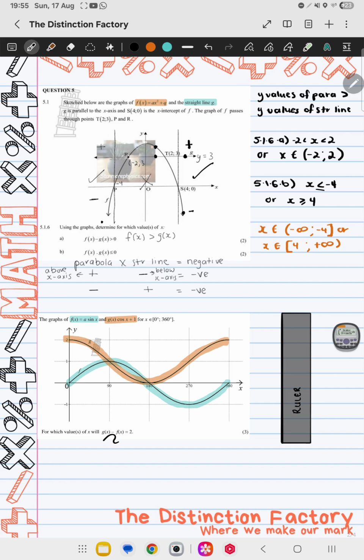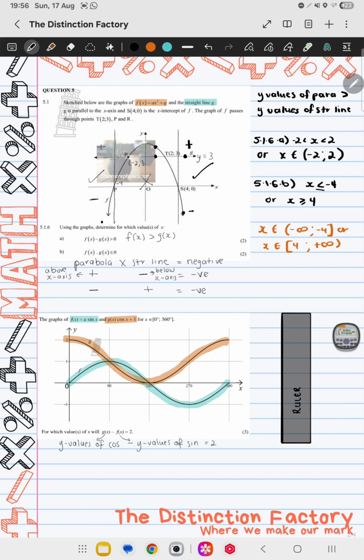Now let's look at the question. The question says, where is g of x minus f of x equal to 2? So what that means is they are talking about the y values of g of x, which is the cos graph, minus the y values of your sine graph, and when you subtract those values, they should give you 2 as an answer.